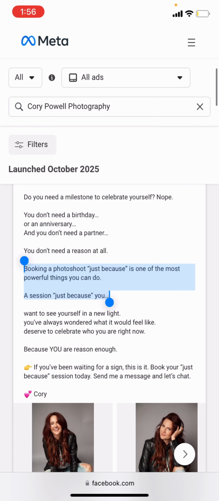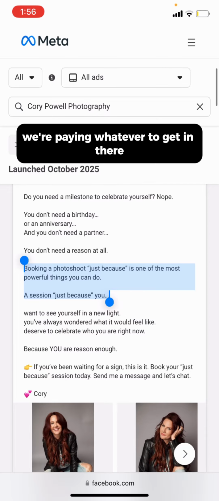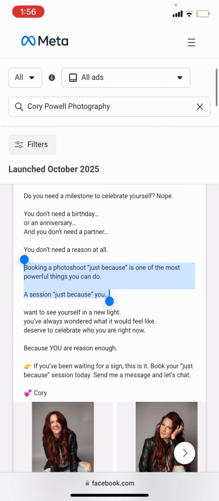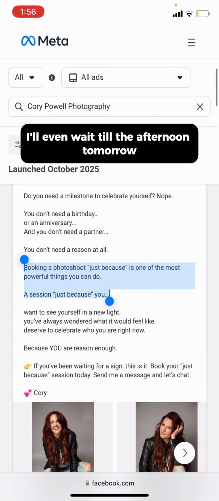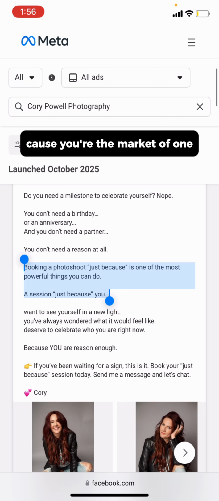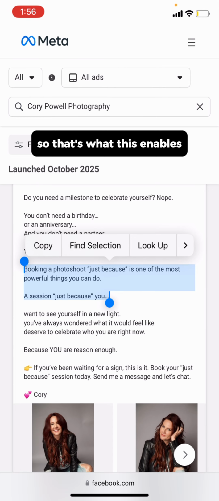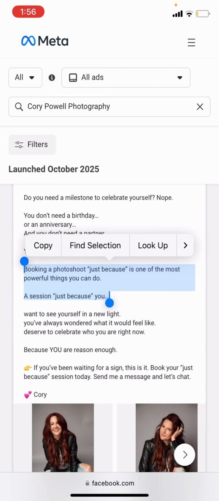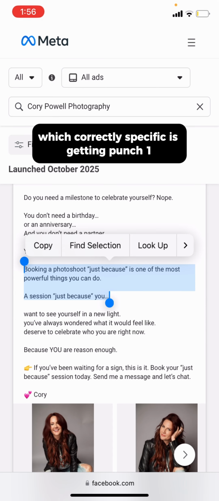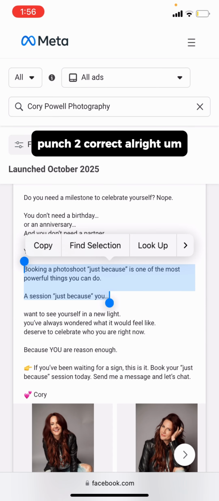Guess what? We're paying whatever to get in there. Whatever he wants. Put me at the top of the list. And you know what? I'll even wait till the afternoon tomorrow. Just get me in sometime tomorrow because you're the market of one. You're the only option for me. So that's what this enables. If we can get correctly specific, which is getting punch 1, punch 2 correct.